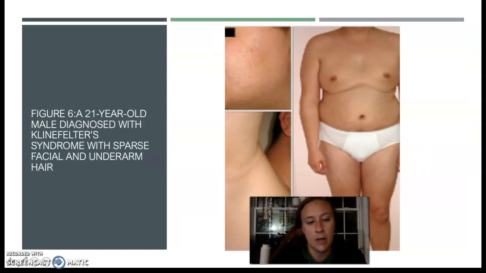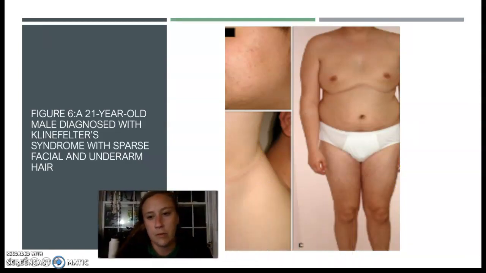Here is a picture of someone in real life with Klinefelter syndrome. It's a 21-year-old male, and you can see he's got the longer arms, longer legs. He's got the gynecomastia, and he does not have any facial hair or underarm hair.